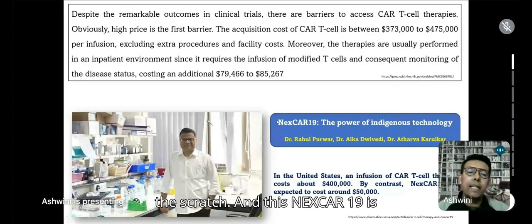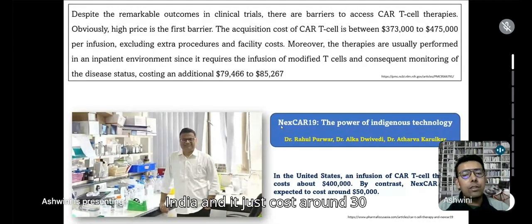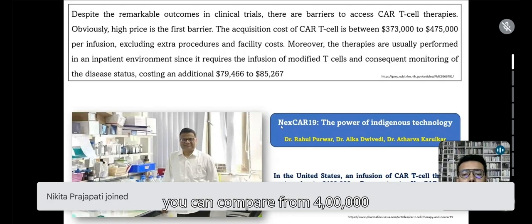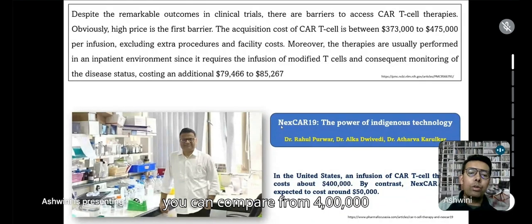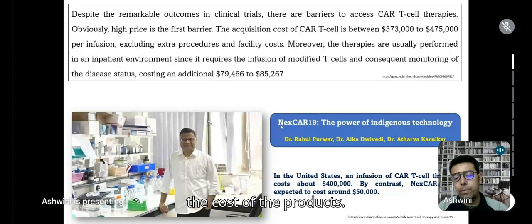And this NextCAR19 is the first CAR T cell therapy approved in India, and it just costs around 30 lakhs of rupees for single infusion. So you can compare from 4 crore to 30 lakhs how indigenous technology and indigenous research can bring down the cost of the products.